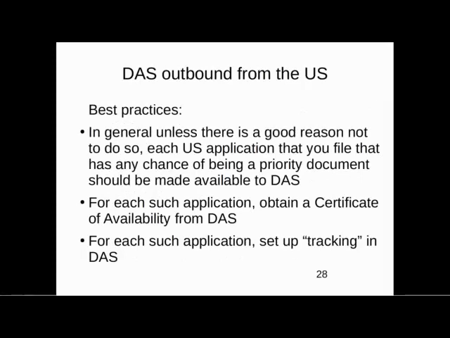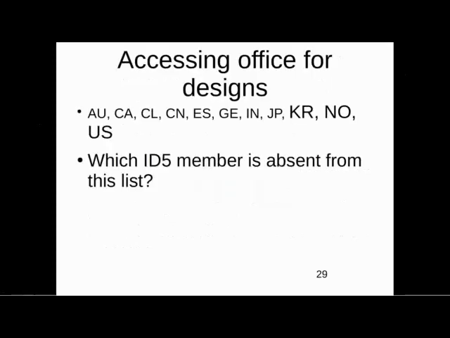Then you should do what is called obtaining a certificate of availability, which I will discuss in some more detail in a moment, and then do what is called setting up of tracking. Tracking is a sort of a tripwire. It means that when a foreign patent office successfully retrieves the application from the DAS system, you'll know that it happened, because you'll get a message from the tracking system. It allows you to really feel like things are under control.